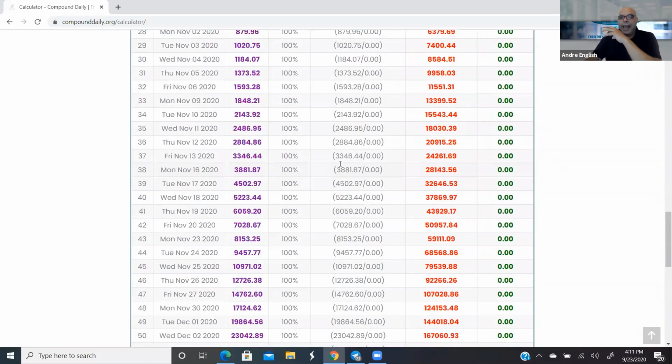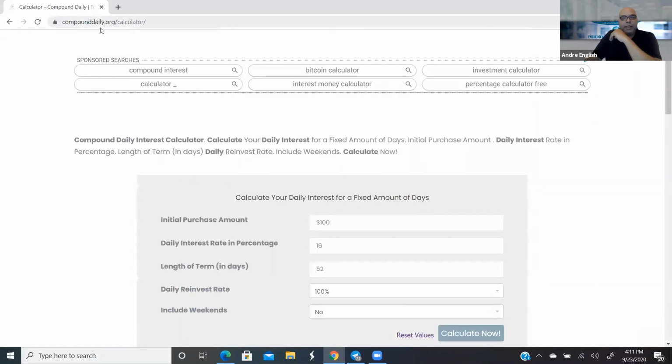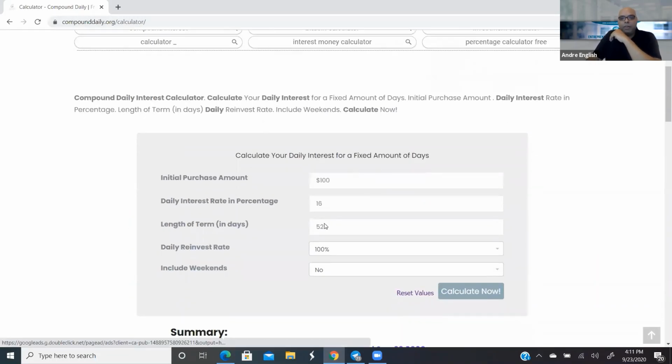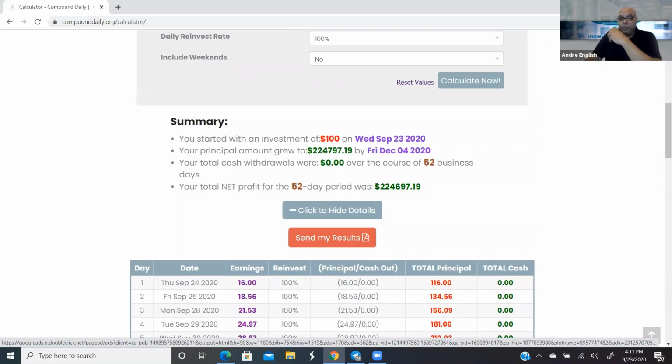But I hope you guys understand the power of this. I want you to come to compounddaily.org. I want you to play around with this. I want you to get something that is realistic to you, realistic to your experience level, realistic to the types of returns that you can get, and see how close it is for you to compound your money and see what kind of benefit that can do for you and your family.